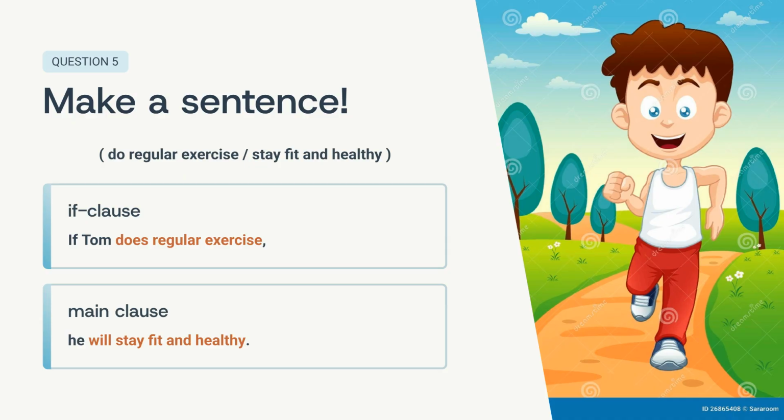Look at question 5. Make a sentence. Using the clue words do regular exercise and stay fit and healthy, what is our sentence? The if clause is, if Tom does regular exercise. The main clause is, he will stay fit and healthy. Putting them together, our complete sentence is, if Tom does regular exercise, he will stay fit and healthy.